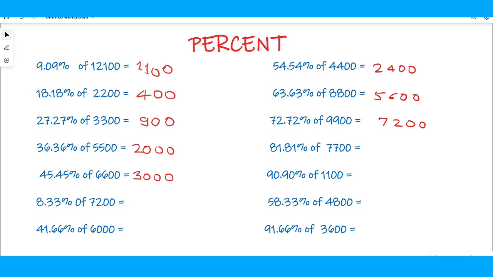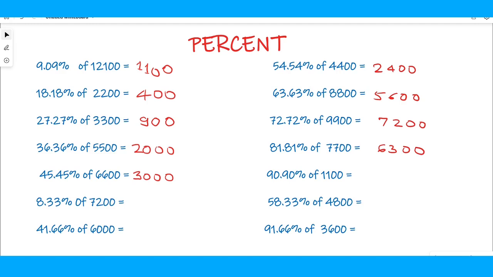81.81% of 7700. 81.81% is 9 upon 11. And on dividing 7700 by 11, we get 700, and 7 times 9 is 63. Thus this comes out to be 6300. Hence 81.81% of 7700 is 6300.